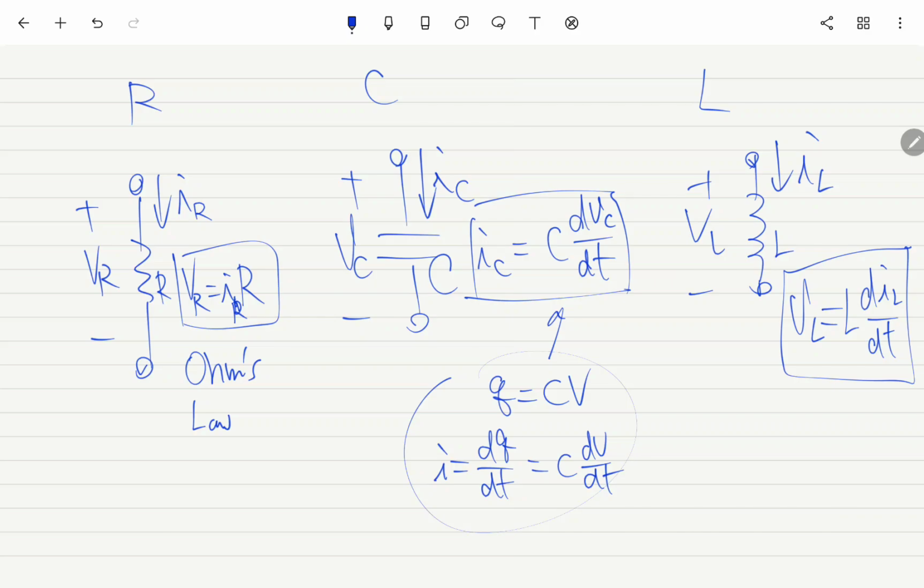Okay, something I could also mention is that for a capacitor, the voltage is continuous. V is continuous. For C, I is not continuous.